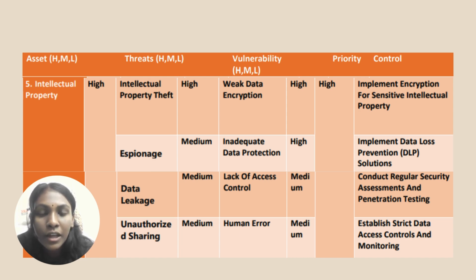There are four controls for this intellectual property asset. The first one is implement encryption for sensitive intellectual property. Second, implement data loss prevention, which is DLP solution. Third, conduct regular security assessment and penetration testing. The fourth one is establish strict data access control and monitoring.